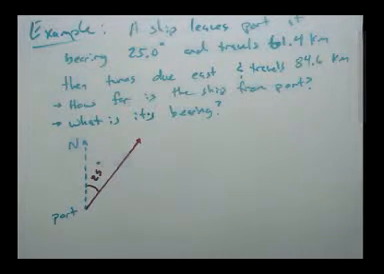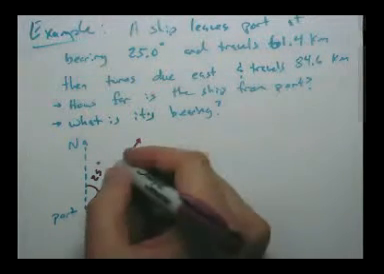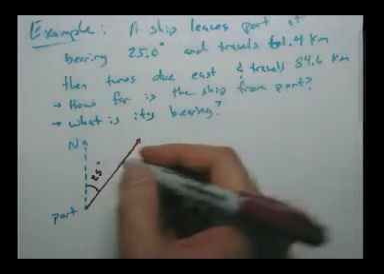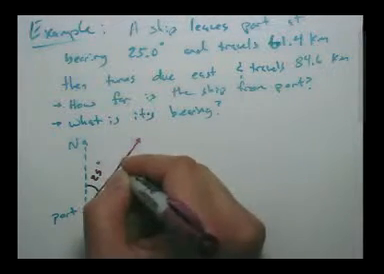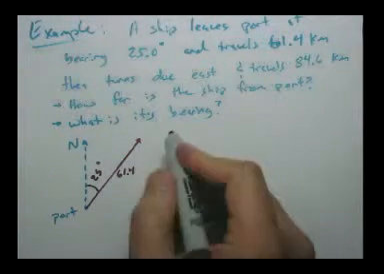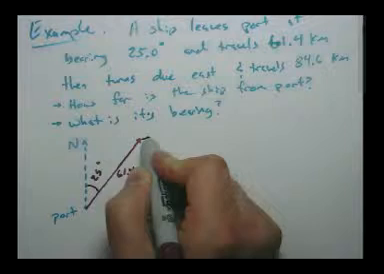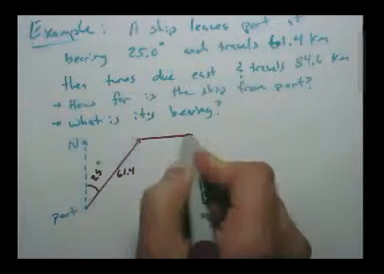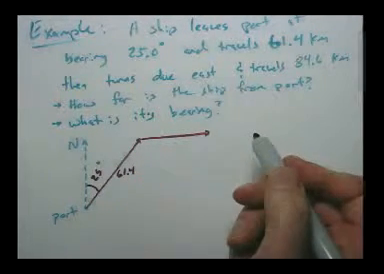So there's our 25-degree bearing. And we're going how far? 61.4. And then we turn exactly due east. So which way is due east? That's right here.